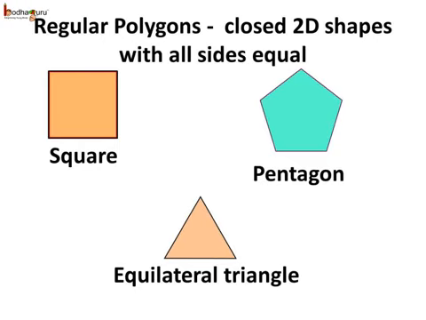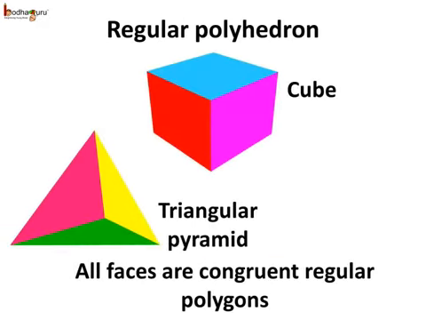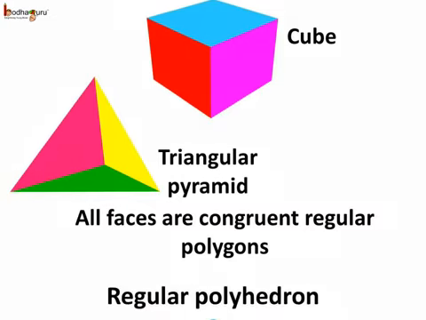If you remember, the regular polygons are the 2D shapes which are closed figures with all sides equal, like the square, the pentagon with all the 5 sides equal, equilateral triangle with 3 sides equal, etc. So we can say the polyhedra like the cube or this triangular pyramid, where all the faces are congruent regular polygons, that is polygons with equal sides, are called regular polyhedra. So a regular polyhedron has all the faces as congruent regular polygons.